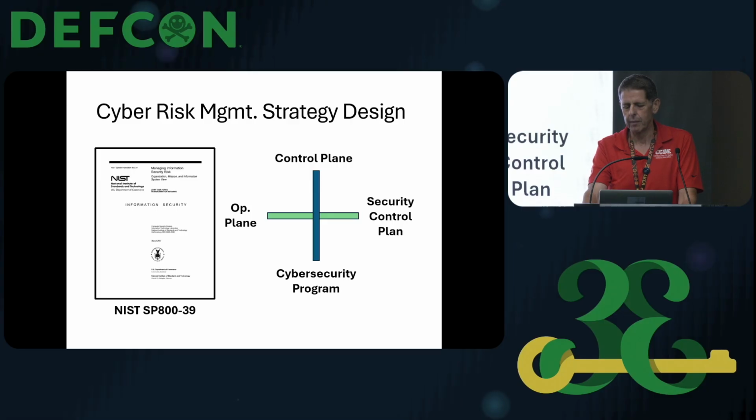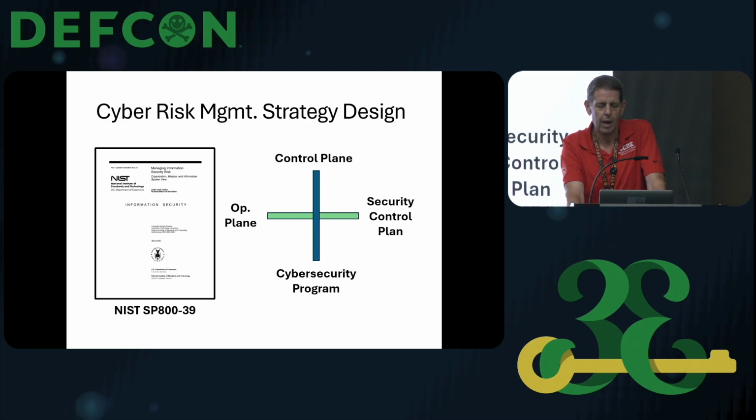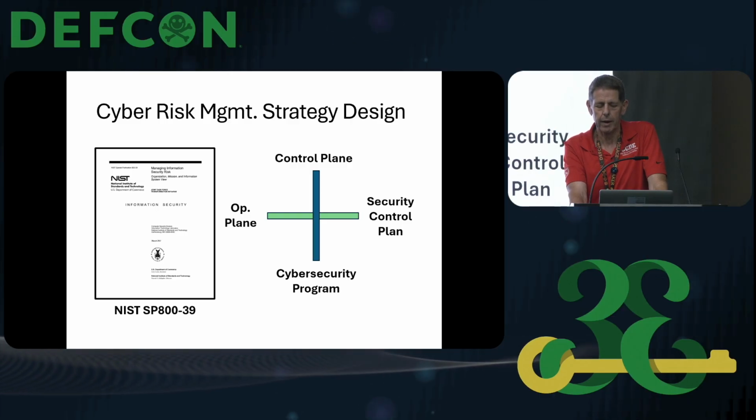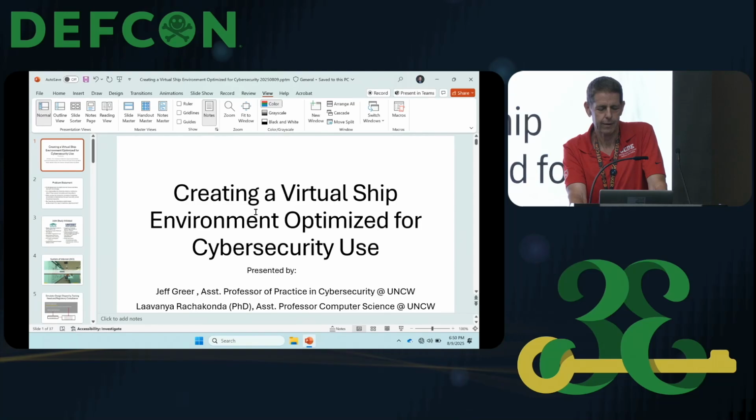And then your cyber risk management strategy design, NIST SP 800-39, even though it was published in 2012, is still somewhat relevant. But basically, you have strategic and tactical cyber risk. So strategic, you have a control plane on your digital operating environment. That's your cybersecurity program. Then you have your operating plane where you have your tactical cyber risk, where you deploy your security controls or countermeasures to help maintain your continuity of operations in that plane. Okay, so that's really it.